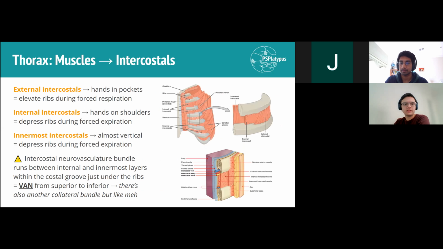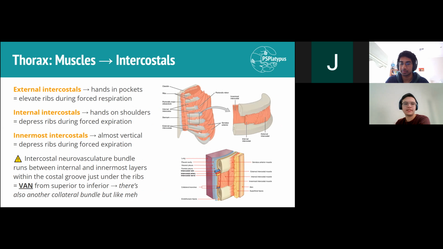Now we come to the muscles. And I'm not sure if we covered this in our last session, but just to clarify, you've got more muscles, but the three muscles between the ribs are actually much more important and clinically relevant. I'll go into some of the other muscles a little bit later.